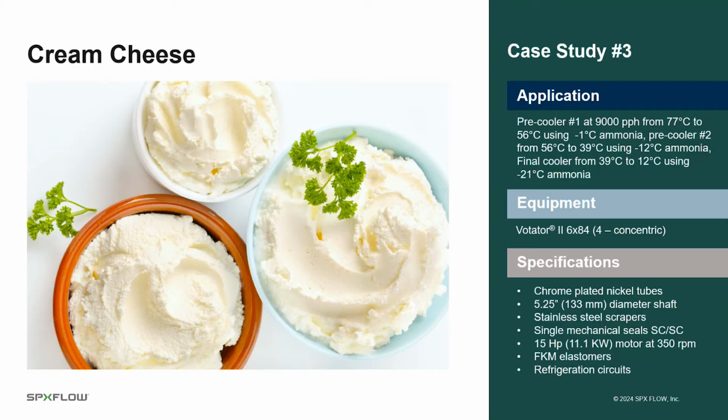We used a chrome nickel tube for the highest heat transfer values, stainless steel scrapers as well, because as you go through this, you can easily freeze product up inside the unit when you use ammonia. So that's why we would use a metal blade. The silicon carbide faces were excellent because cream cheese does have some fat in there, so there is some lubricity associated with it. And of course, a 15 horsepower with FKM elastomers and refrigeration circuits. We didn't really talk a lot about that, but we do provide the drums and the ammonia Freon type valves around the Votator as well, if that's needed.